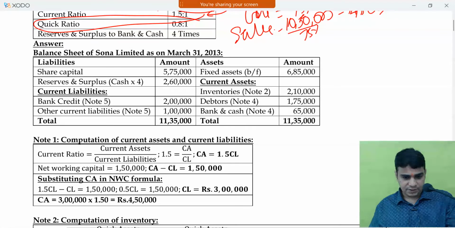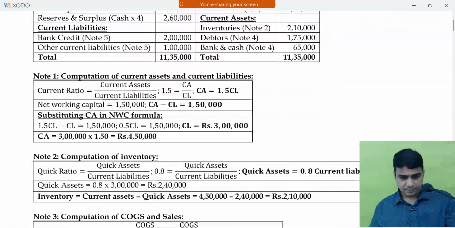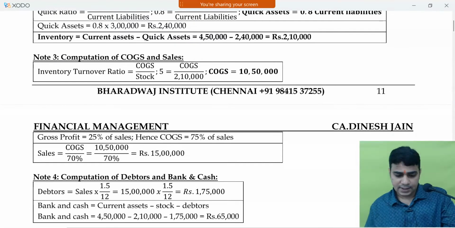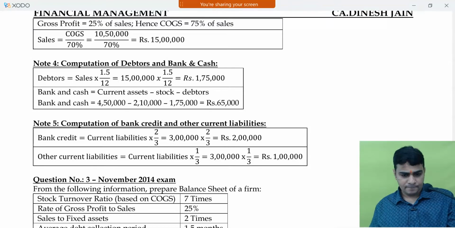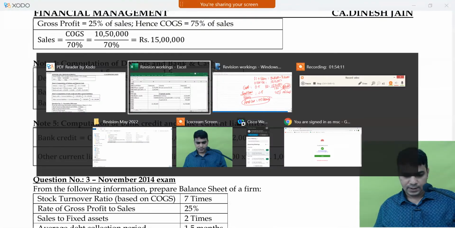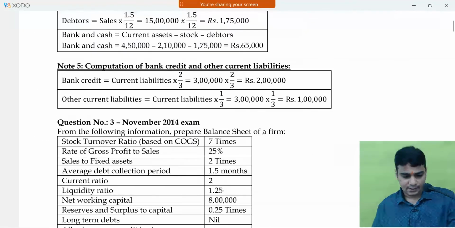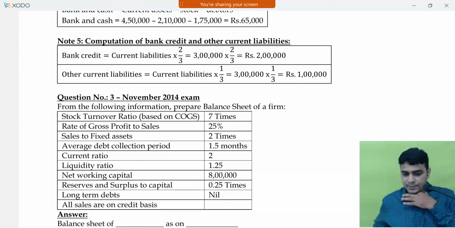Which one? Which answer you're saying? Yes, sir. Okay, sales is, that's an error, 15 lakh into 1 lakh 75 is coming as, no, if you do 15 lakh into 1.5 by 12, that's a typing error then, let's not worry. Let's come to question 3.